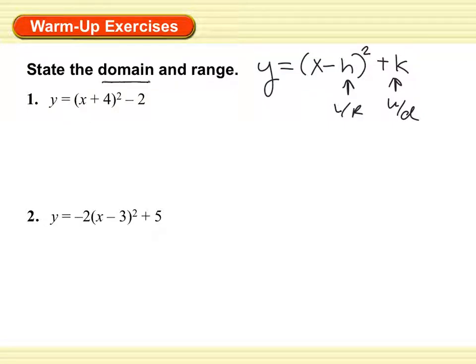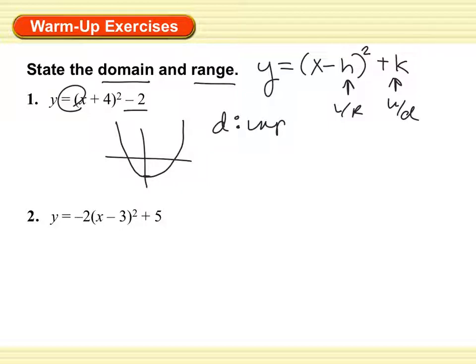If we're trying to find the domain and range, a parabola, when it's positive on the outside, opens up. This means I am down to -2. My domain is my input, my x value. My range is the output, or the y values.